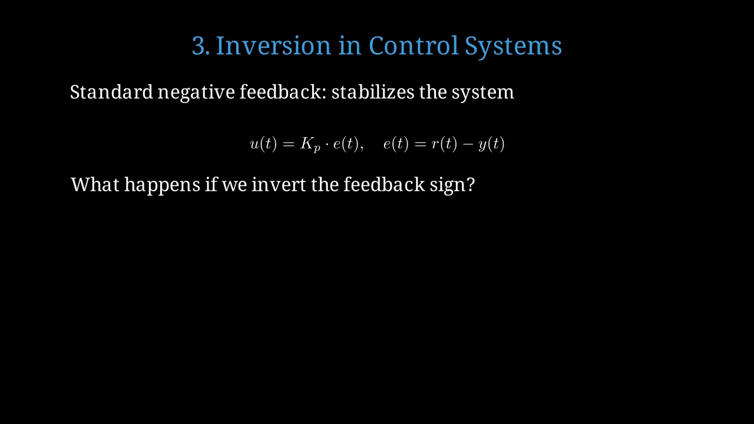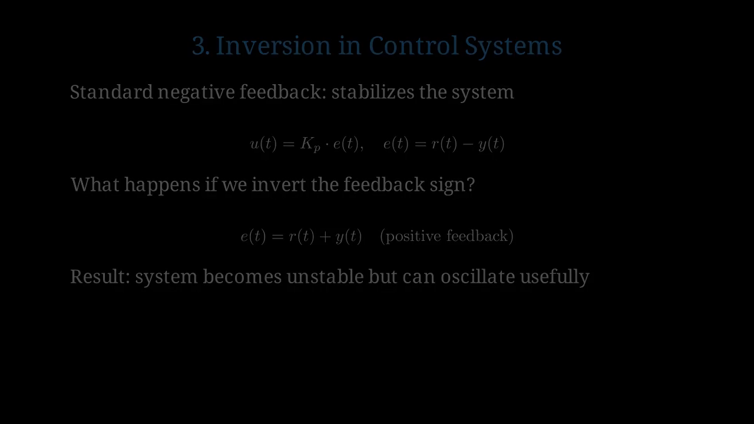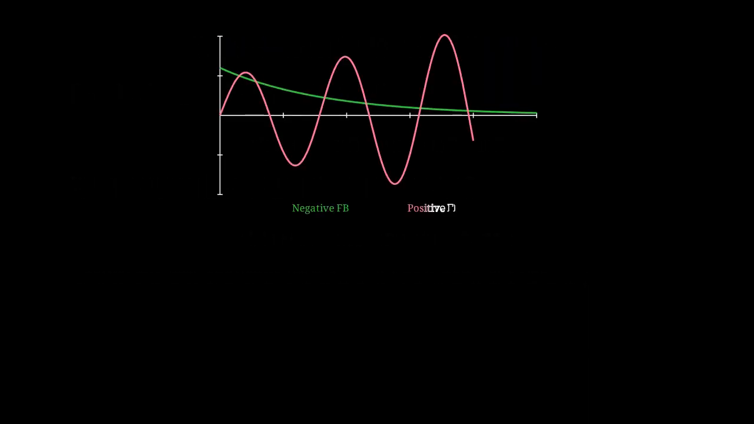What happens if we invert the feedback sign and use positive feedback instead? With positive feedback, the error becomes reference plus output. This typically causes instability and oscillation. The result is that the system becomes unstable in the classical sense, but these oscillations can actually be useful in certain applications. This graph compares negative feedback in green, which decays to stability, versus positive feedback in red, which grows and oscillates.